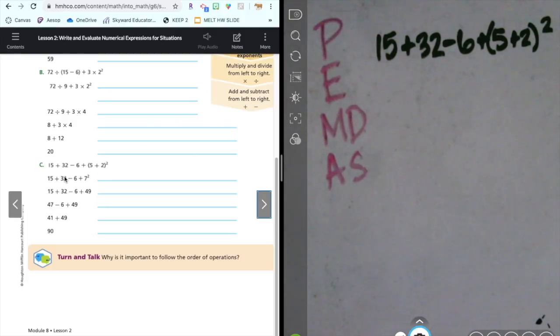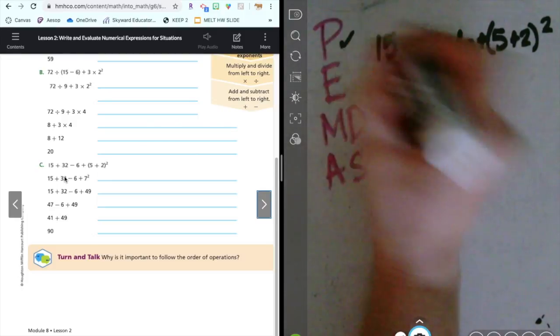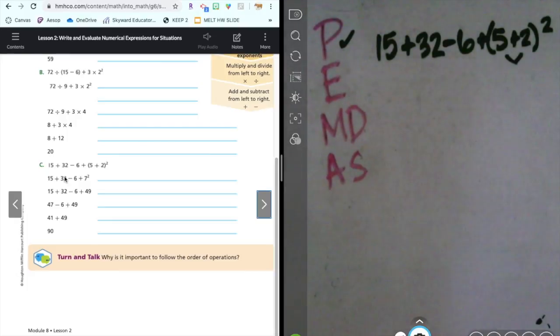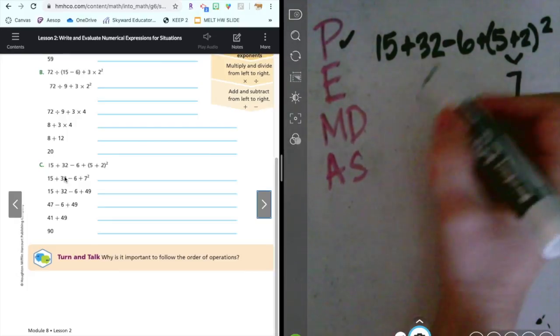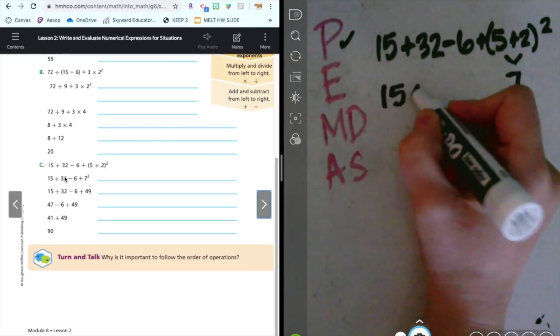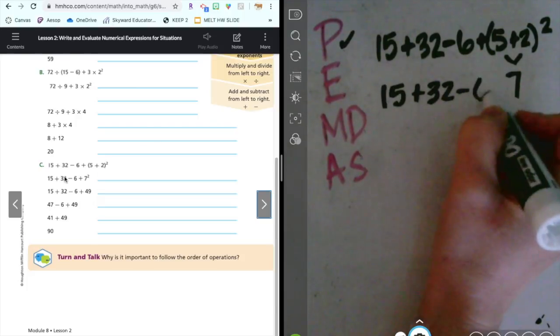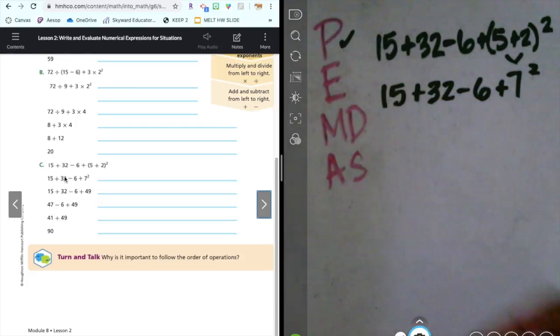Okay, so first is parentheses, and right away I see parentheses right here. I'm just going to simply add. That's a 7. Then I'm going to bring down the rest of my problem. Okay, done with the parentheses.